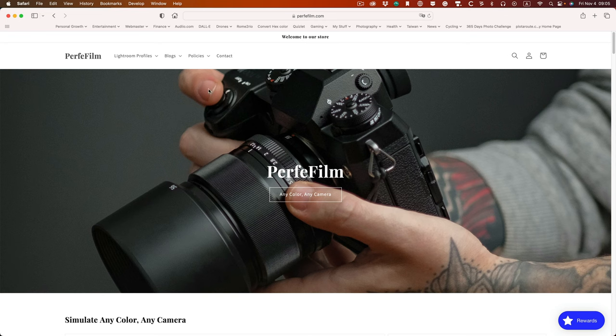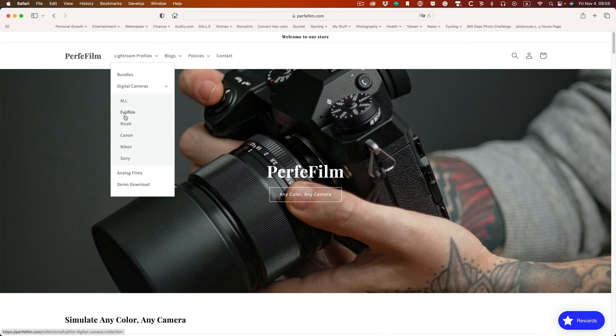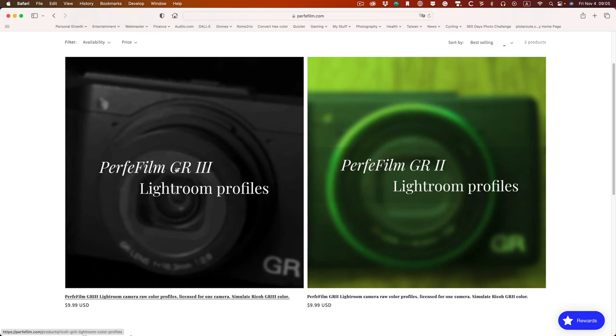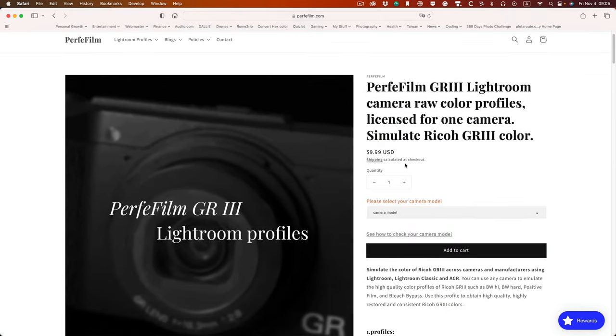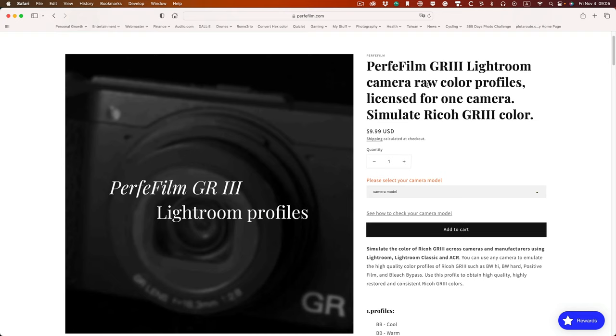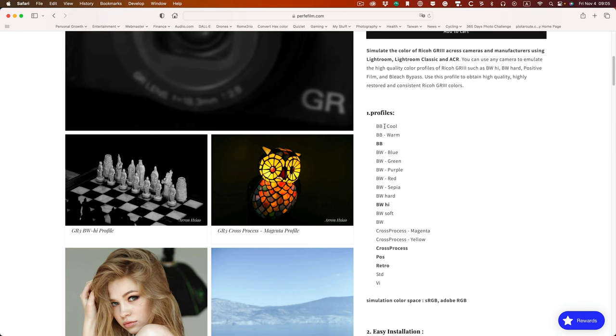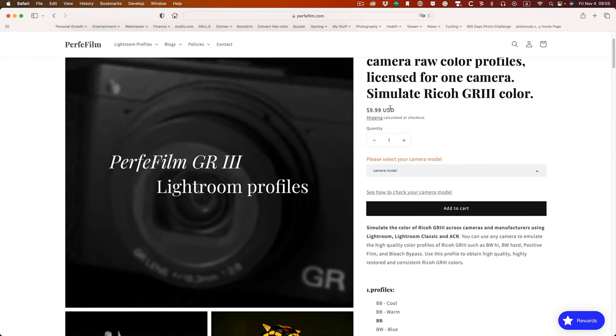So I found this website yesterday, Perfafilm, and they make profiles for many different kinds of cameras. So if we look at Lightroom profiles here, we'll see that there is some for Ricoh. And we have a choice of GR3 or GR2. Let's look at the GR3. So we have Lightroom profiles to simulate the Ricoh GR3's image control. Okay, so down here we have all of these ones. So in the package we get these, and the price of these are $9.99, which I think is quite a reasonable price actually. So let's go into Lightroom and see exactly what they look like.